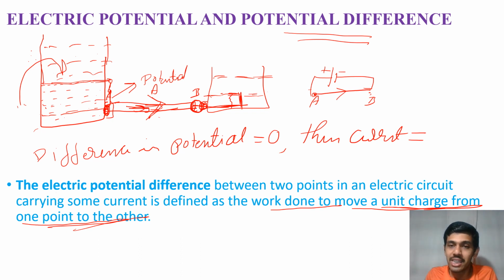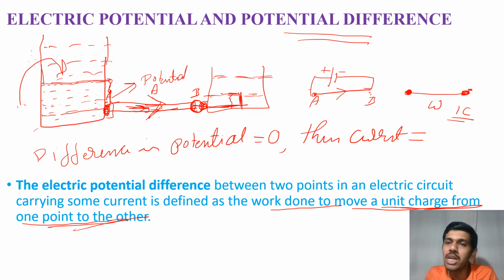So that work done is to move how much? To move a unit positive charge. Unit positive charge means unit charge. Here it is given as unit charge, or in specific, we call it a unit positive charge from one point to the other point. Say for example, if we do a work W to move a charge from here to here, a charge of 1 coulomb. Let us assume unit charge means 1 coulomb.